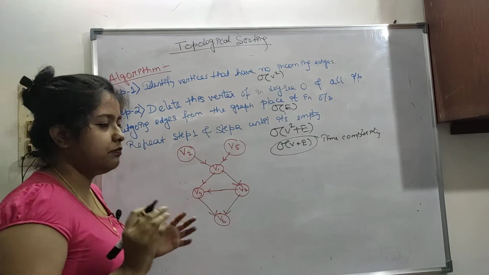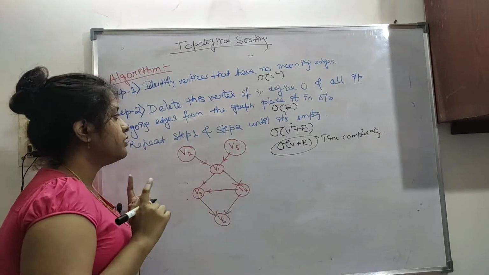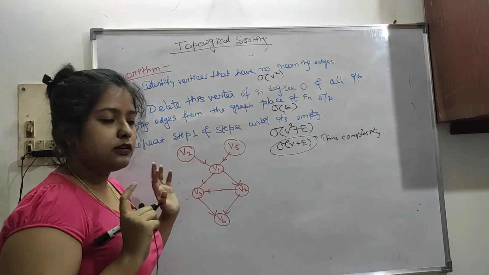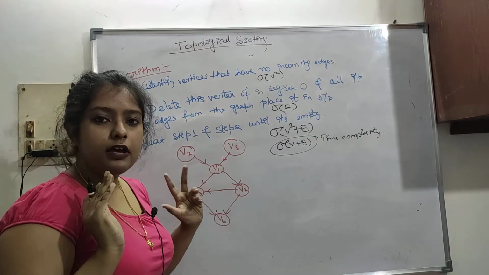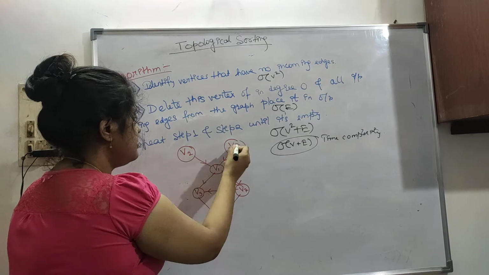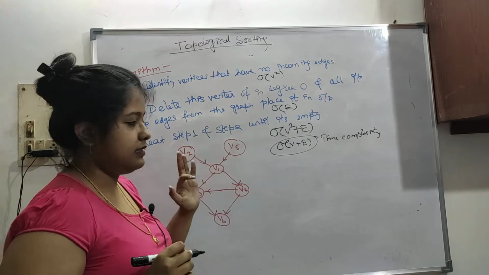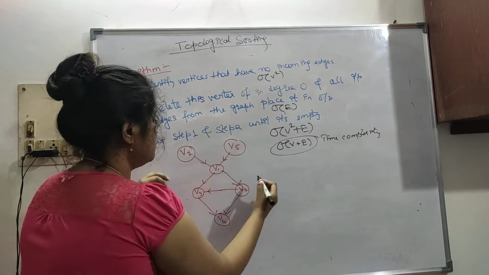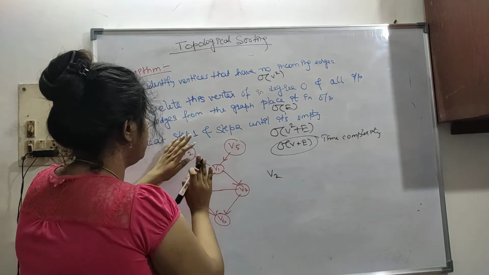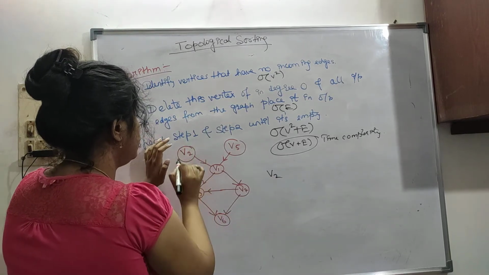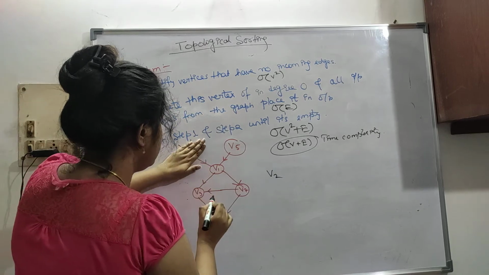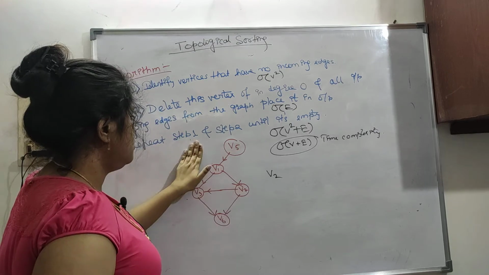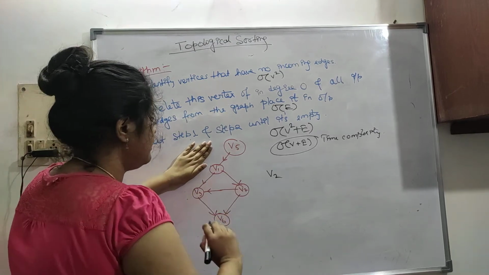Okay, so concentrate here. What is our first thing? To identify which vertex doesn't have any incoming edge. So this and this, you can see no incoming edge is there, so you can choose either of them. Let's say we are choosing V2. V2 has no incoming edges, so delete it. Now you can see V2 is deleted from this.